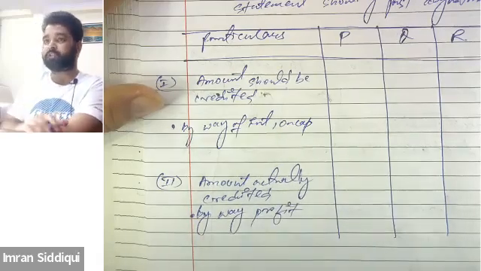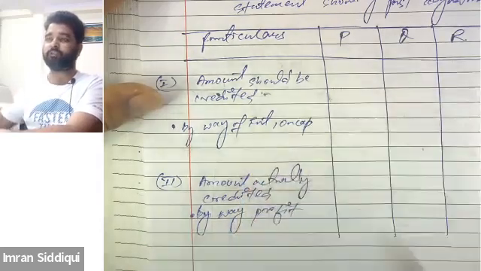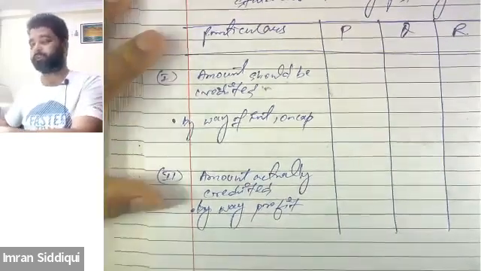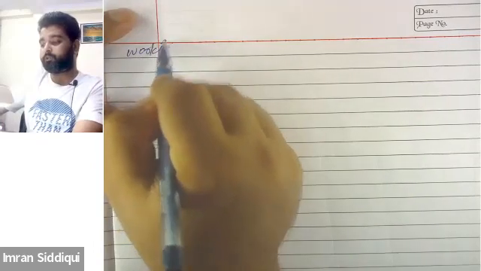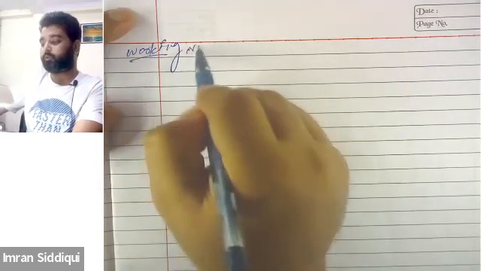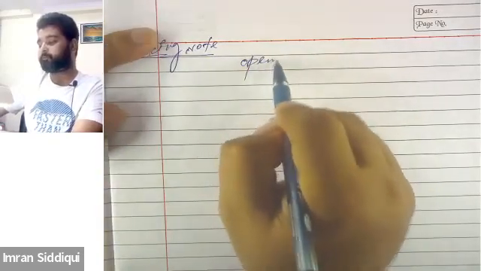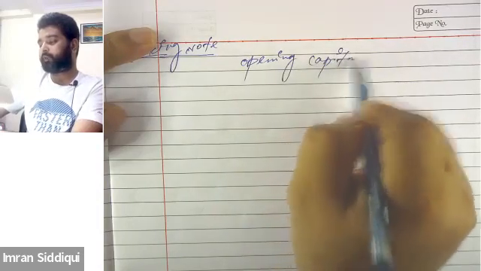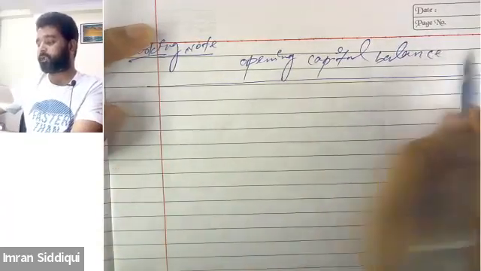Now the question arises, how much interest is omitted to be credited to the partners' capital accounts? For that purpose, we have to find out the opening capital balance of the partner. So I'll have to make a separate working note. I'm making the extra working note to find out the opening capital balance of the partner. And I've already told you how to find out the opening capital balances.